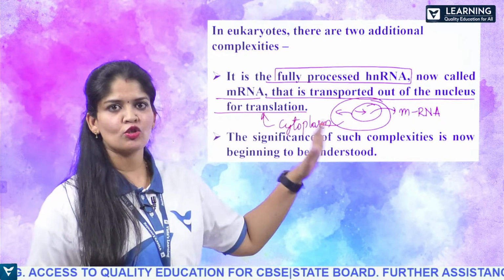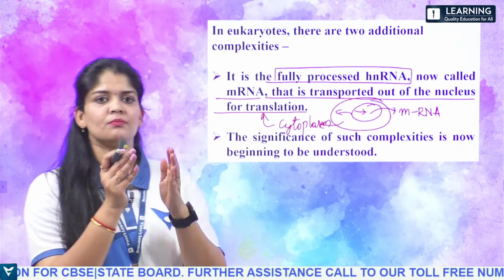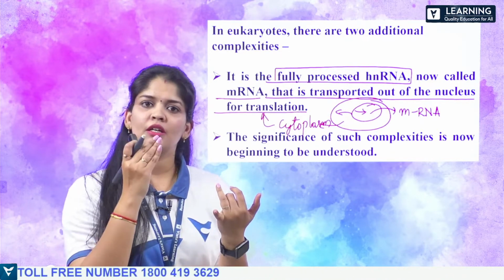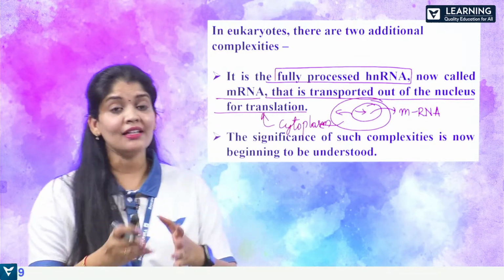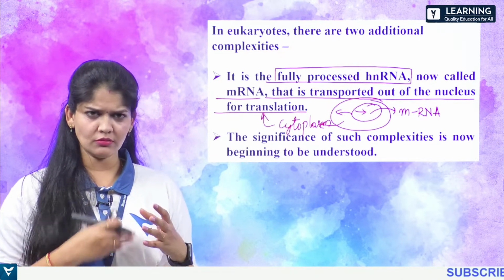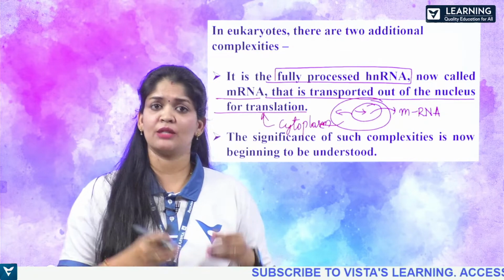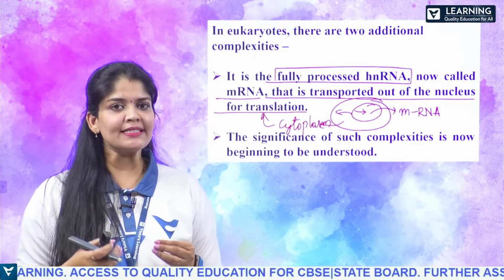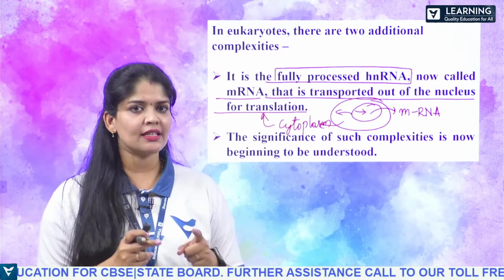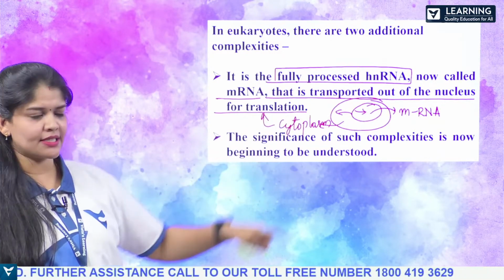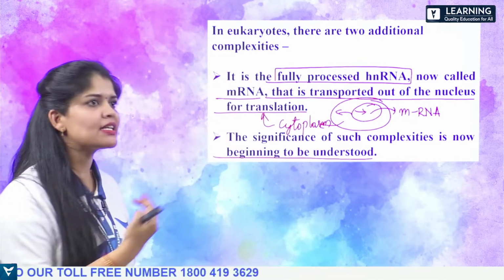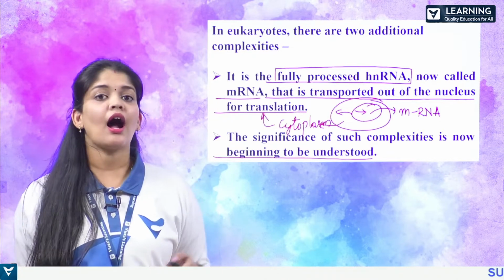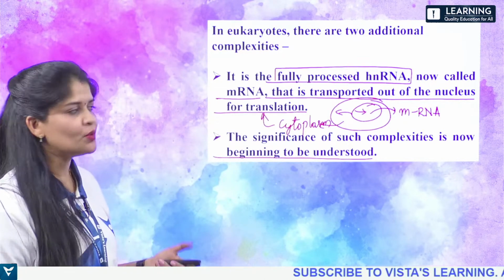Now, the significance of such complexities: just now we discussed that the mRNA which is produced is a primary transcript. It is hnRNA. It has to undergo processing which includes splicing, capping, tailing, and moreover, in prokaryotes only one enzyme is going to catalyze the process of initiation, elongation, and termination. But here we have three different enzymes, and there is a clear-cut division of labor that can be seen in the case of eukaryotic cells. So this all adds up to the complexity of the process of transcription that we find in eukaryotic cells. The significance of such complexity is now beginning to be understood. We started to understand why the complexity is happening. It's all because of the different types of enzymes we have, that is RNA polymerases 1, 2, 3, and the processing of hnRNA into mRNA.